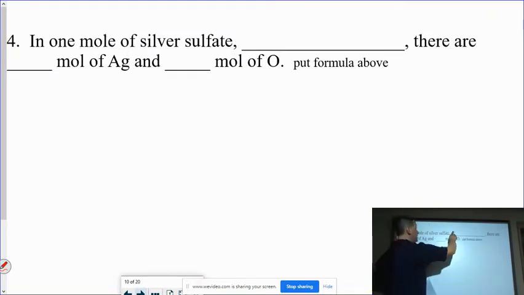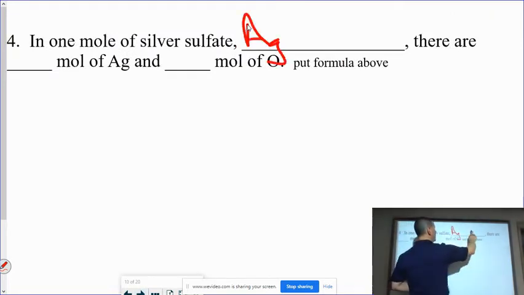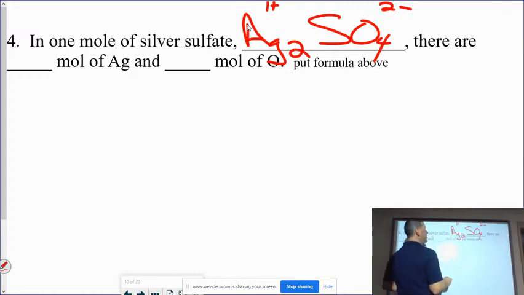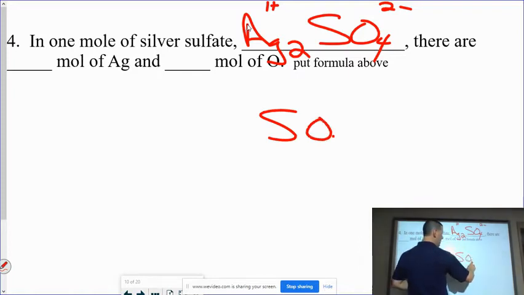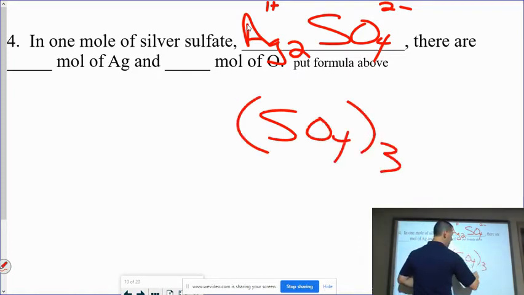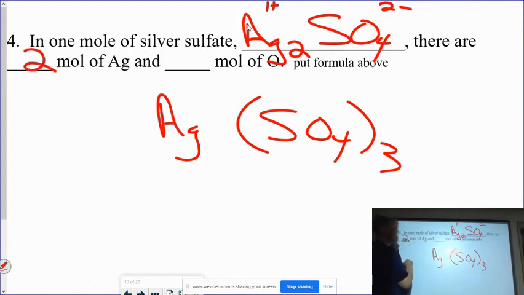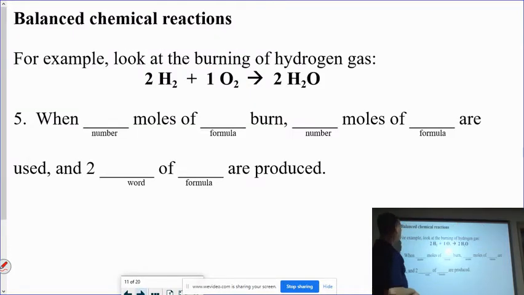And in our last one, silver is Ag, sulfate is SO4. Silver has a positive 1 charge, sulfate has a 2 negative charge, so that means I need 2 of these silvers. There's no need for parentheses around the Ag. We only put parentheses around, like let's say we needed a couple of these SO4s or 3 of these SO4s, then we put a parentheses around it. But if it's just a simple element, we do not put the parentheses around it. So in this, there are 2 moles of Ag and there are 4 moles of oxygen.